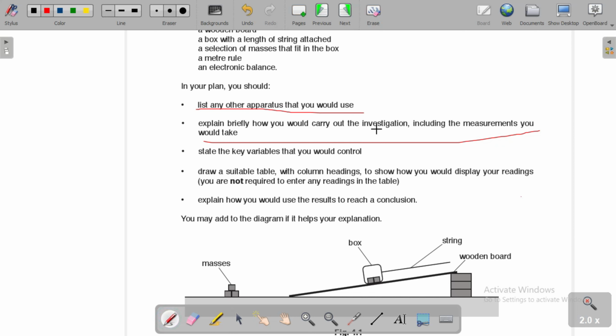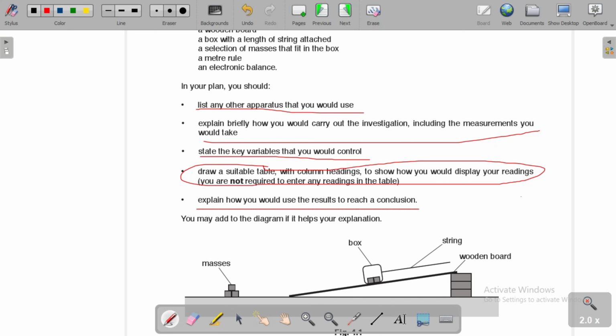Explain briefly how you will carry out the investigation, including the measurements you will take. State the key variables that you would control. Then draw a suitable table. Note these two. Draw a suitable table with column headings to show how you would display your readings. You are not required to enter any readings in the table. Then also explain how you would use your result to reach a conclusion. You may add to the diagram if it helps you.